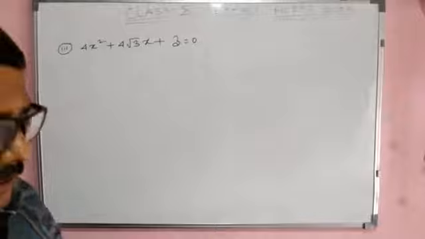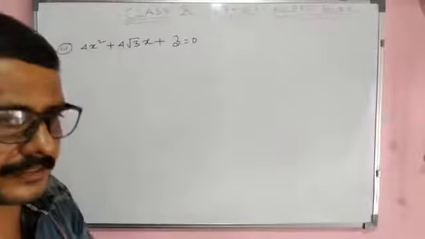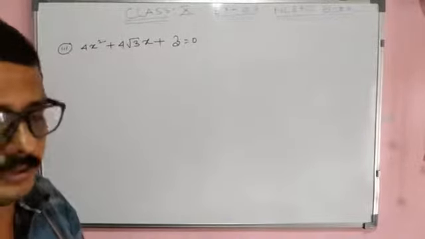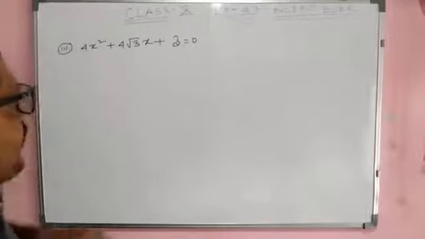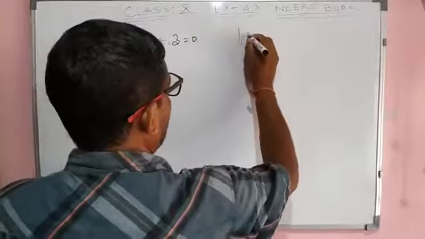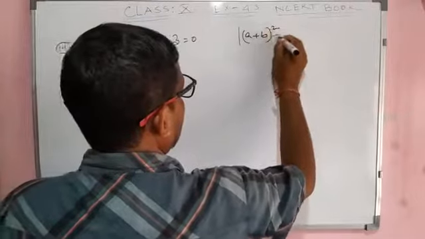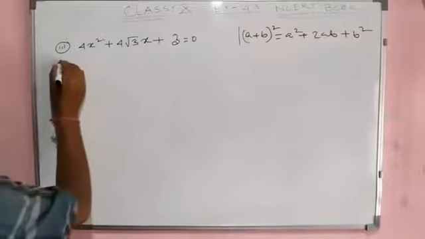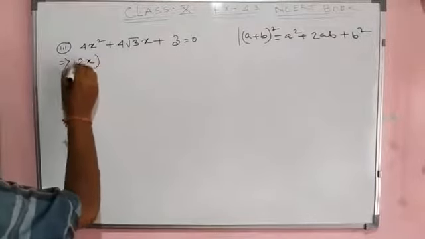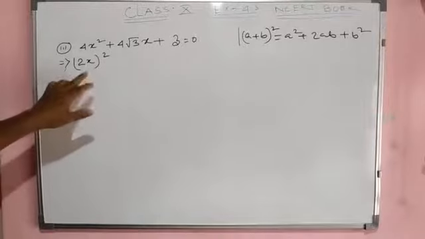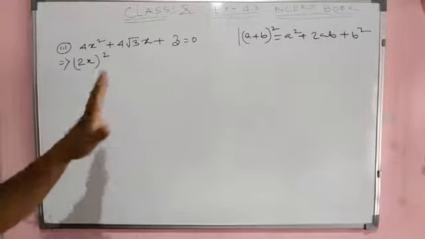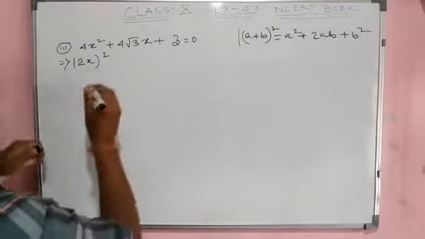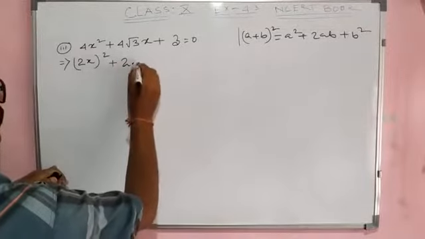If you divide or multiply by 4, then definitely it works, but as I told you earlier, sometimes without division or multiplication we can also use the completing square method. Because this is already a perfect square, we can use the formula a plus b whole square equals a square plus 2ab plus b square. So I can write this as 2x whole square, because it is already a perfect square, so no need to multiply. Without multiplication or division you can do it.